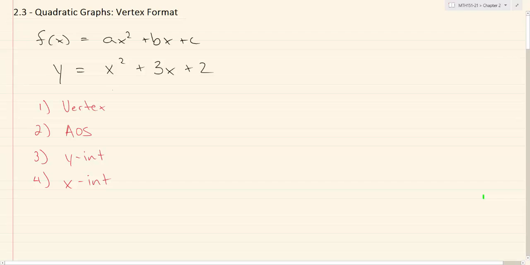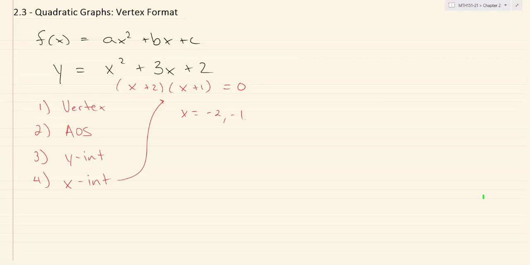And so you said, well, this becomes x plus 2 and x plus 1, and you set it equal to 0 to find the x-intercepts. So this is what we're doing here. And then you'd say x equals -2 and -1. But then we tweak the problem.